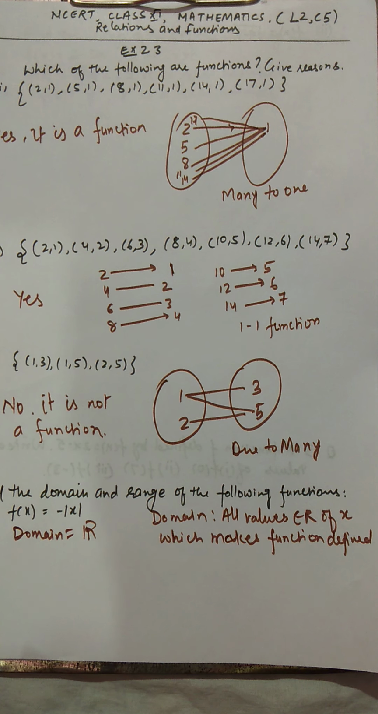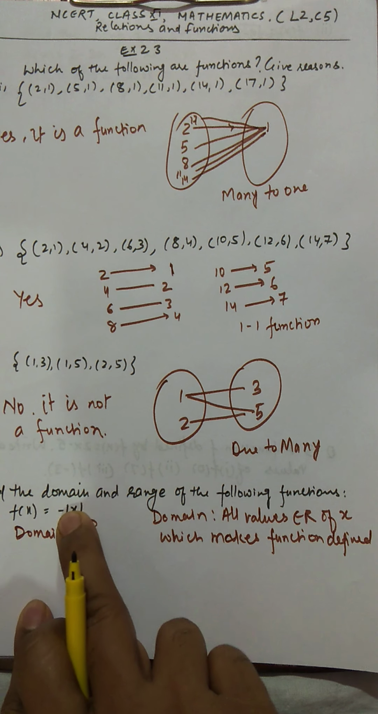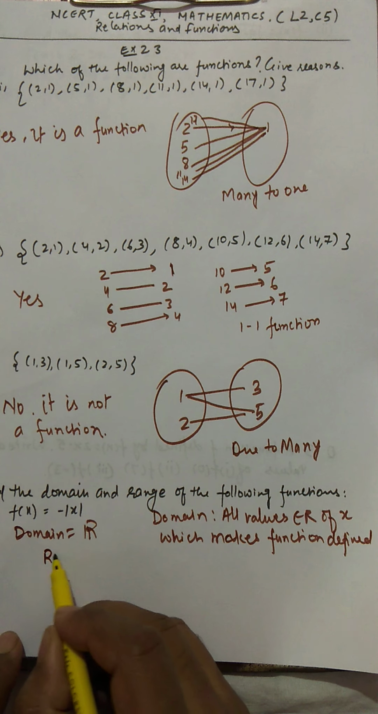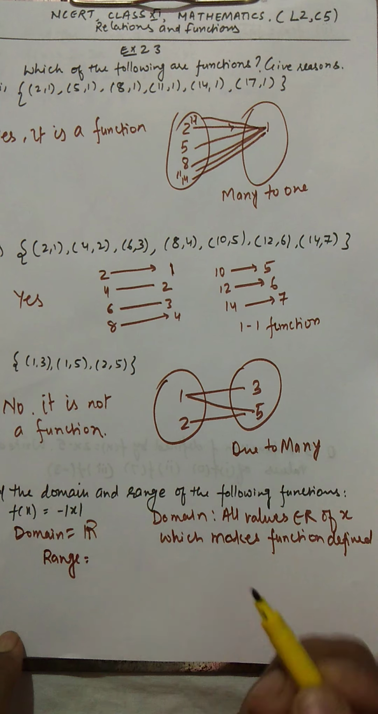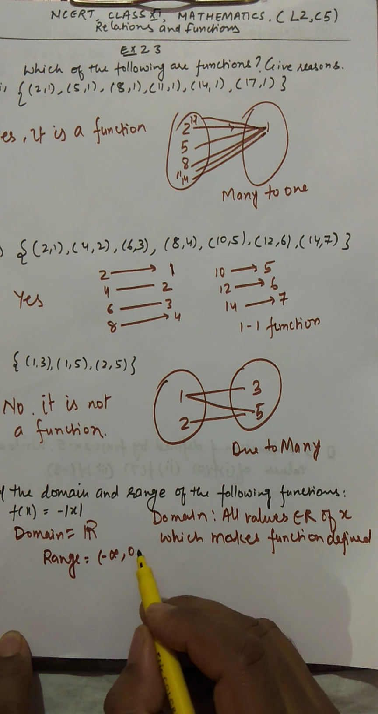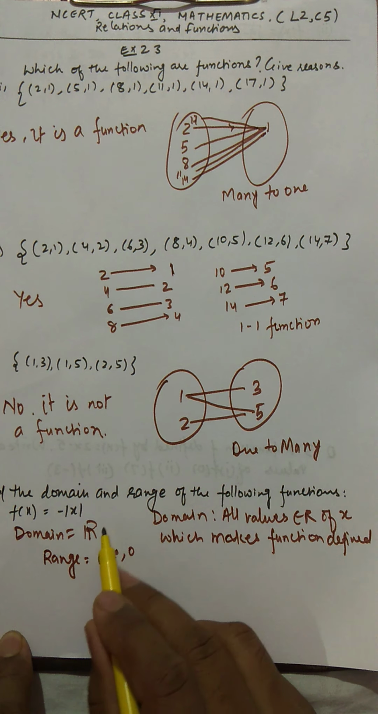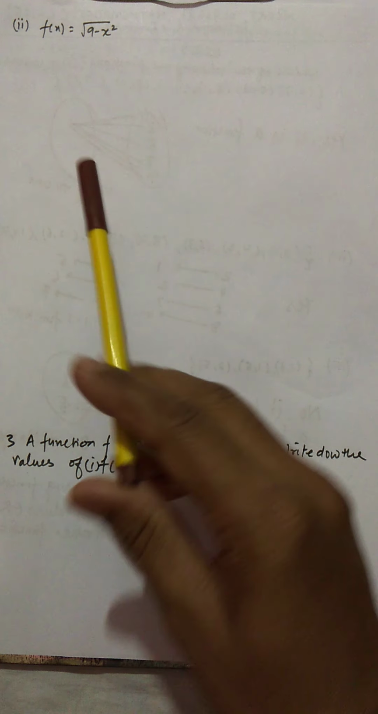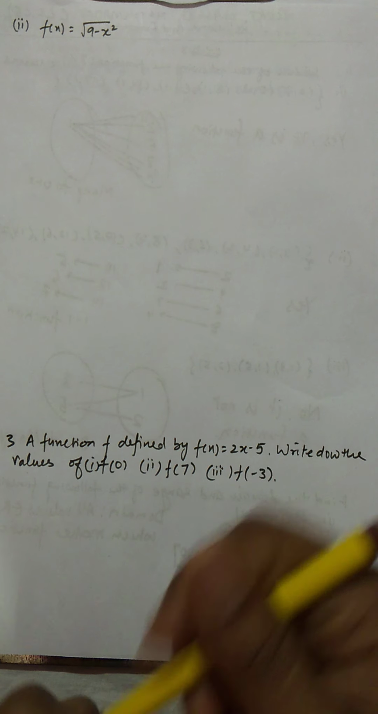But as soon as you see this minus sign, whatever answers were coming as positive will now become negative, because the negative sign is outside. So the range of this can be written as from minus infinity to 0. You can include 0. This is your range, or you can say all negative real numbers including 0. Now this is a very important question.